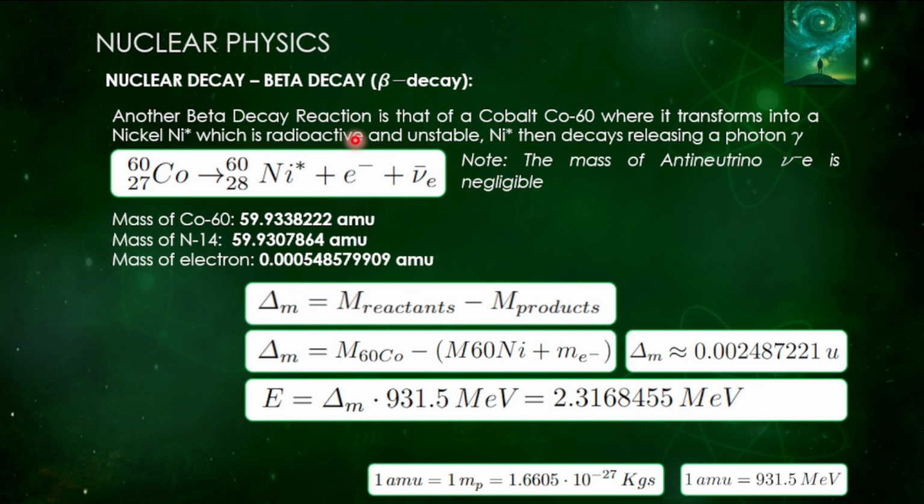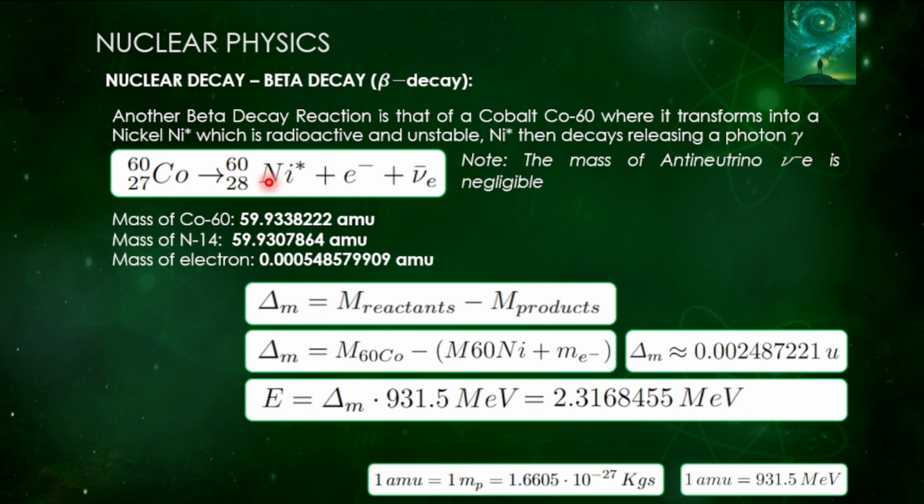Another beta decay reaction is that of cobalt, CO60, where it transforms into nickel. You see how that type of decay changes the type of matter into a completely different element. So here in this reaction you have cobalt, which is right below iron, some levels below iron. It transforms into nickel through beta decay, which is also unstable and radioactive. But let's start with the first reaction, CO6027.